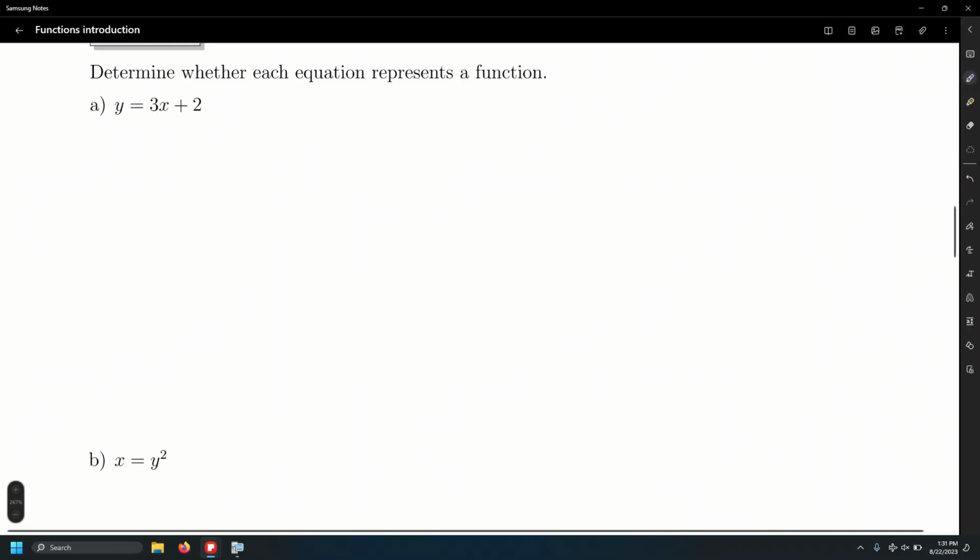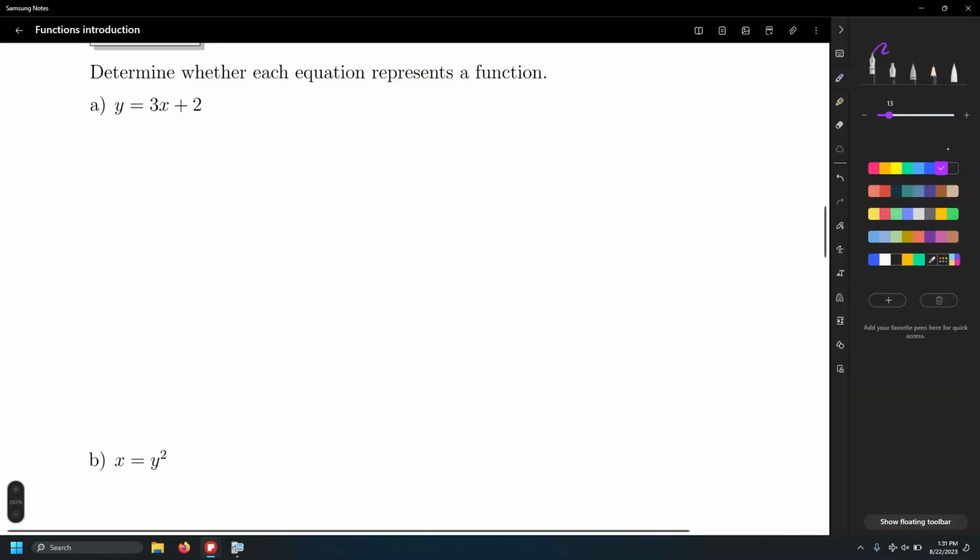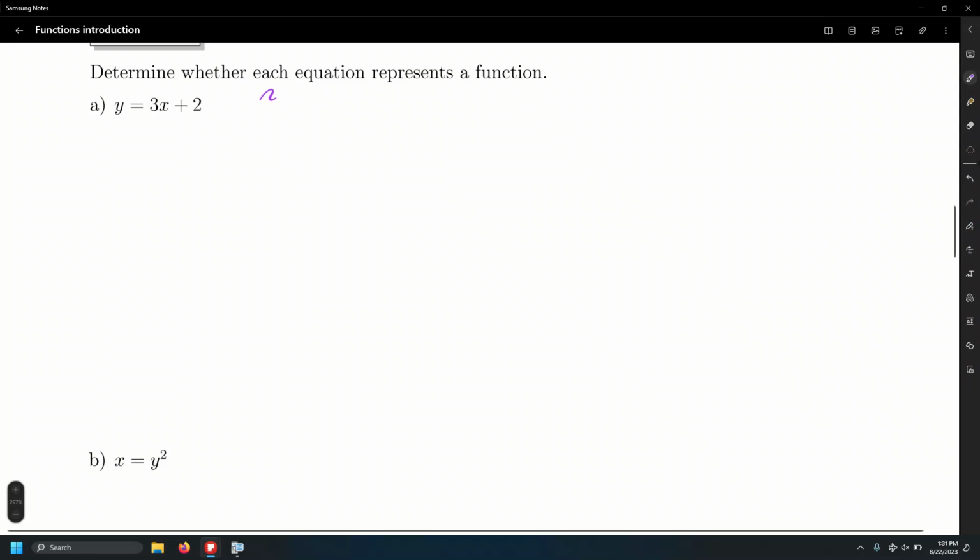In this case, one thing to notice is this is an explicit relation.